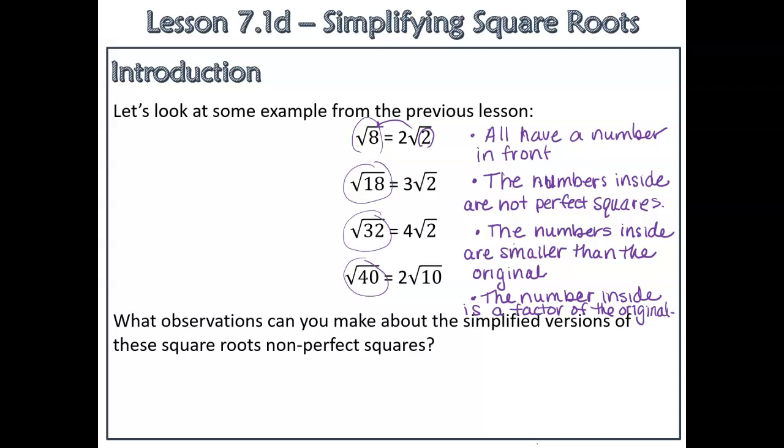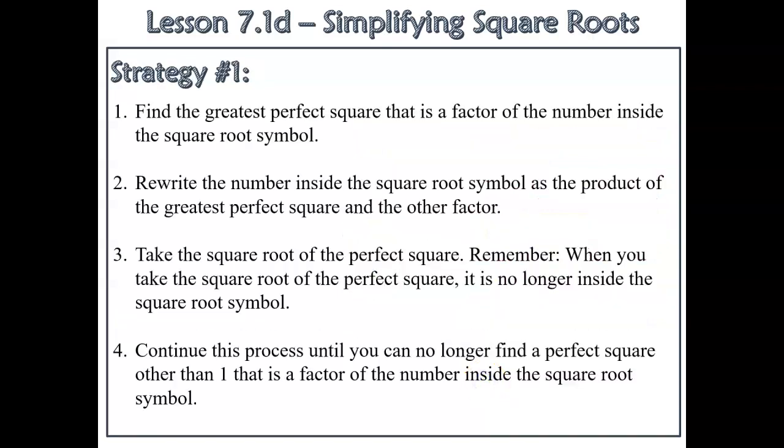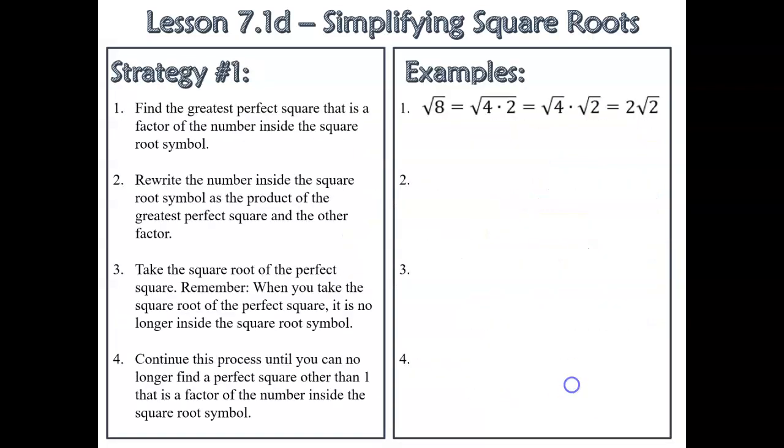Let's go on. So there are two strategies for simplifying a square root. You can use the one that works better for you. Some of you are visual, some of you not. So you can use whatever works better for you. So the first strategy is to find the greatest perfect square that's a factor of the number inside the square.